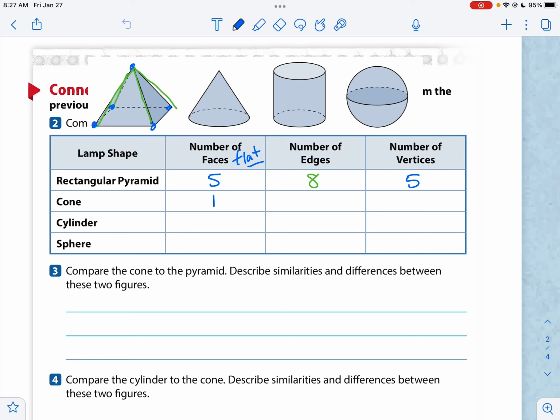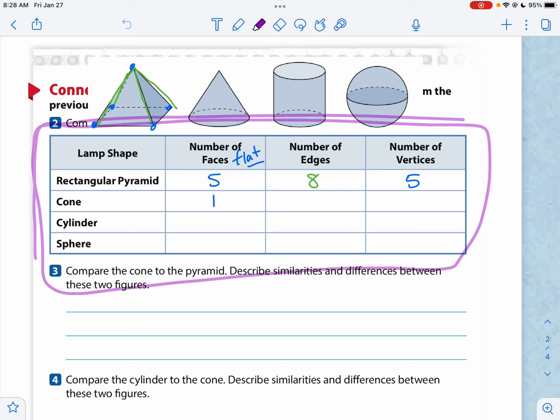so that you can write on it just like I'm writing here. The first thing I want you to do is pause my video. I don't want you to listen to me for a minute. I want you to try and fill out this table. We did the rectangular pyramid yesterday. I want you to try and finish filling it out for the cone, the cylinder, and the sphere. Then start the video back up and see if you got the same thing that I did.